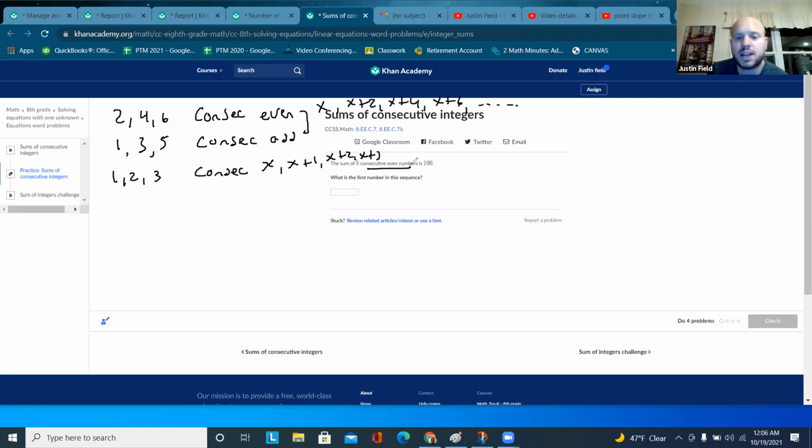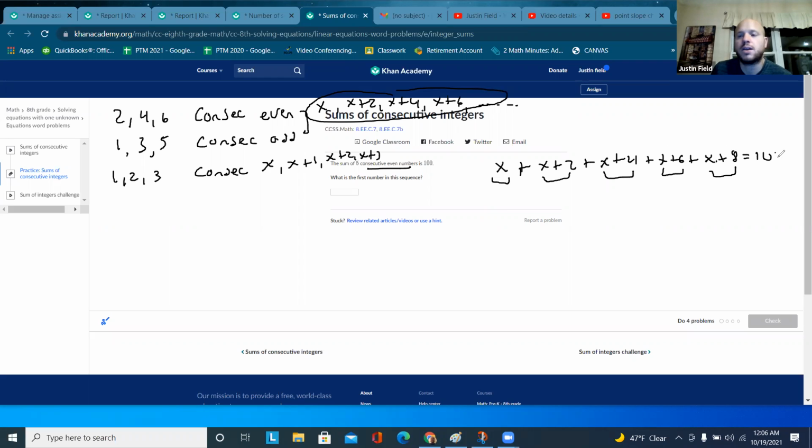This says 5 consecutive even numbers. So that would be x plus, the sum means adding them together. And they're consecutive even. So we're going to use this little strategy. This is the first number, x. Second number is x plus 2. X plus 4 is the third number. X plus 6 would be the fourth number. And x plus 8 would be the fifth number. And they all add up to 100. It's the first number, second number, third number, fourth number, fifth number.